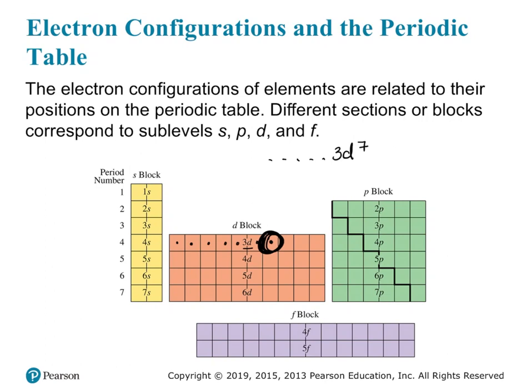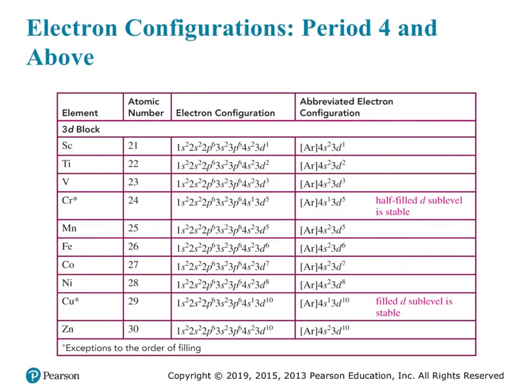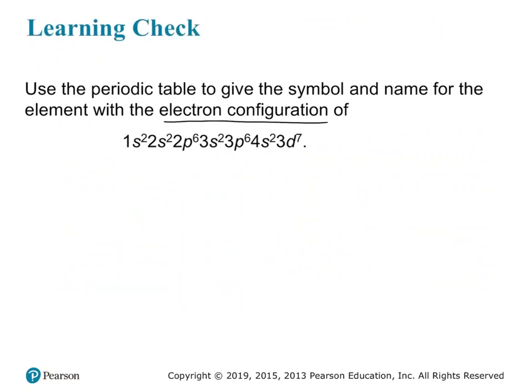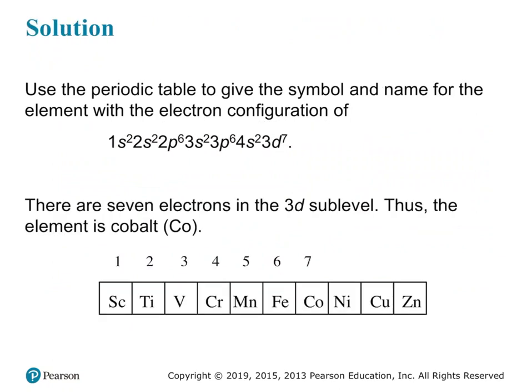All right, so there are 7 electrons in the 3d sublevel. So again, we're just going to count over 1, 2, 3, 4, 5, 6, 7 on the periodic table in the D block, and that gives us cobalt.